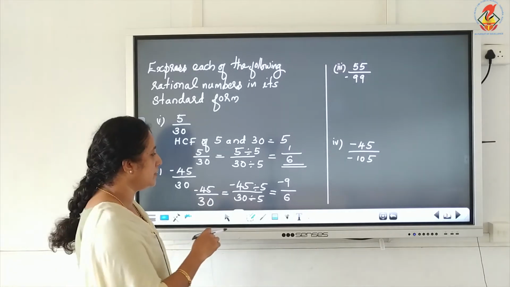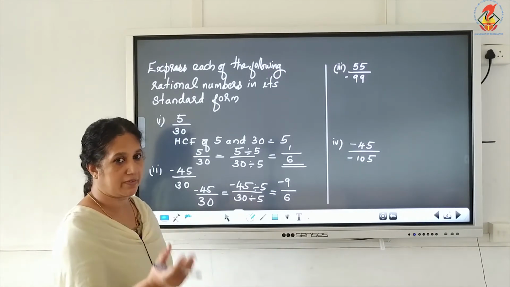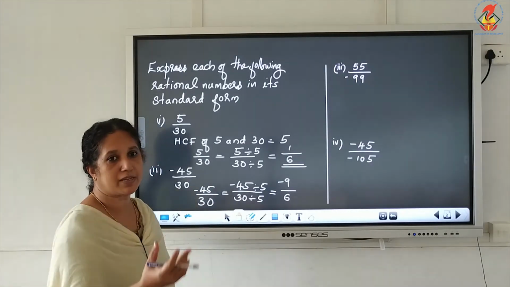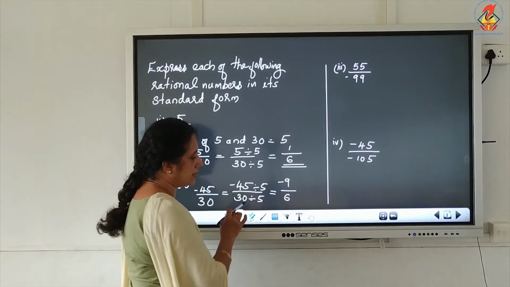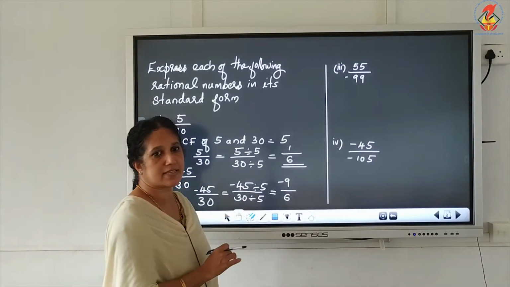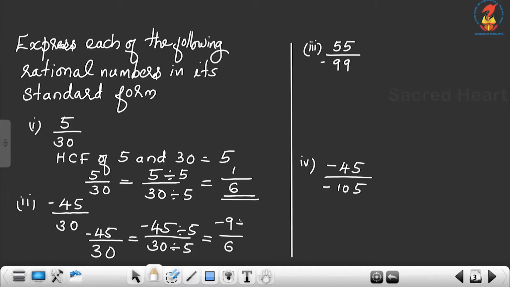Okay, so we can do it step by step also. Suppose 5 comes to your mind as the common factor, then you have to divide both numerator and denominator by 5. Then look at the reduced form, negative 9 by 6. Can we find a common factor for 9 and 6? Yes. Which one? 3. Therefore, we can divide both numerator and denominator by 3, which is equal to negative 3 by 2.